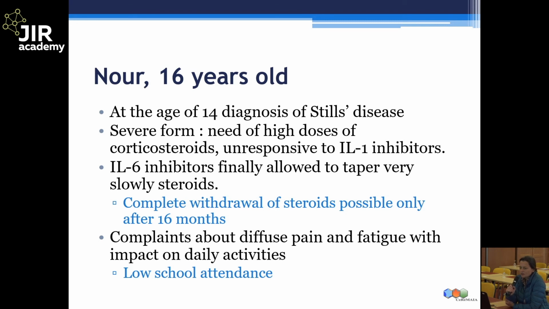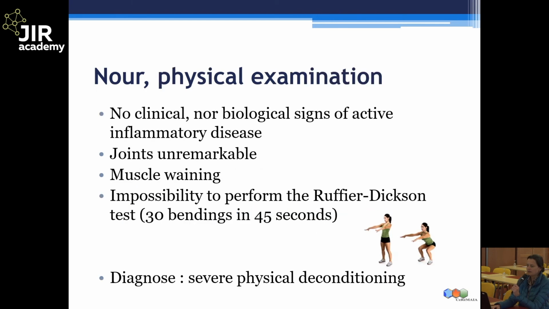So at the age of 16, when I see her, she is in clinical and biological remission of JIA. But she complains about diffuse pain and fatigue with impact on daily activities. She has very, very low school attendance. On the physical examination, really there are no clinical nor biological signs of active inflammatory disease. The joints were unremarkable. She had great muscle wasting. And it was impossible for her to do any physical activity.